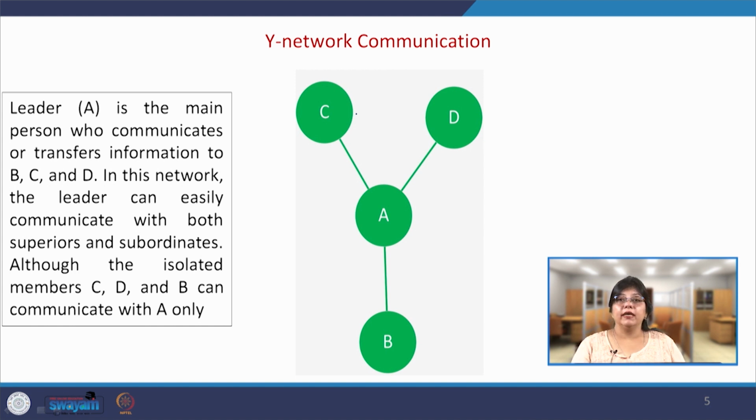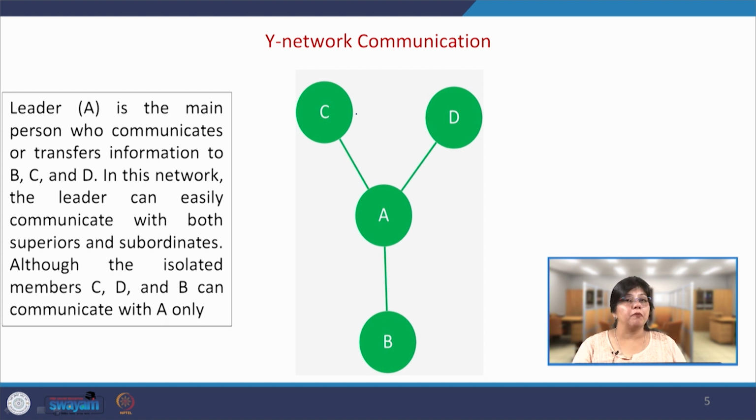B is the subordinate, still A has full control of communication, and C and D are the subordinates themselves, or they can be higher authority as well, and still he is maintaining full communication with C and D, and B can communicate only with A. So, in this type of communication network, maybe two people are communicating with B. So, there the communication can be much stronger in comparison to communication between A and B.